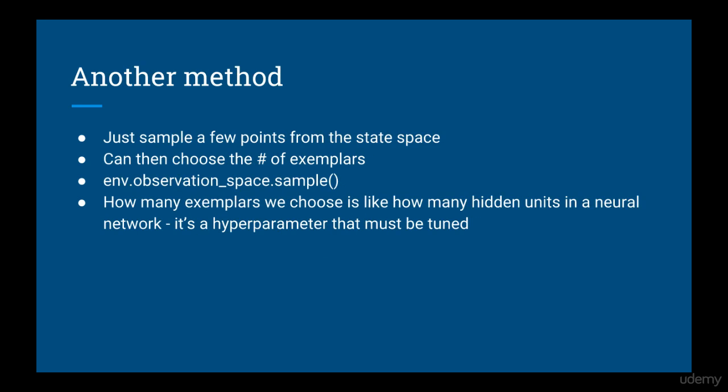Another method is just to sample a few points from the state space. This allows us to limit the number of exemplars we use. Remember that env.observation_space.sample allows us to sample from the state space of the environment. At this point, how many exemplars we choose is just like how many hidden units you should choose in a neural network. It's a hyperparameter that must be tuned.